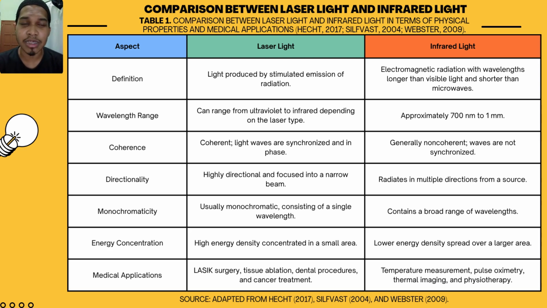And lastly, for medical application, laser light can be applied in LASIK surgery, tissue ablation, dental procedures, and cancer treatment. While infrared light is useful in temperature measurement, pulse oximetry, thermal imaging, and physiotherapy. The source for this table is adapted from Height 2017, Silvas 2004, and Webster 2009.